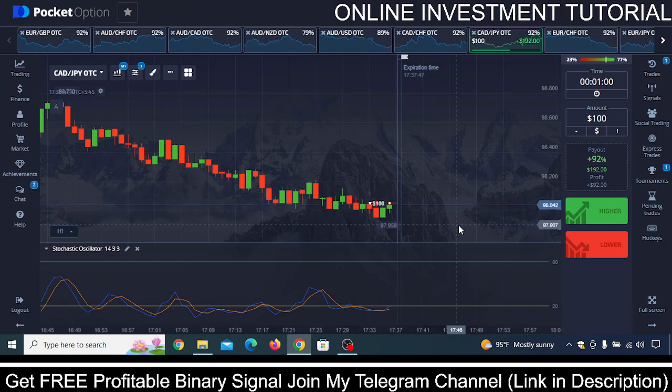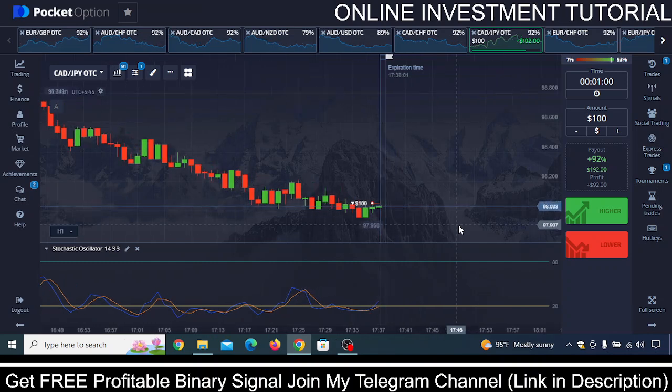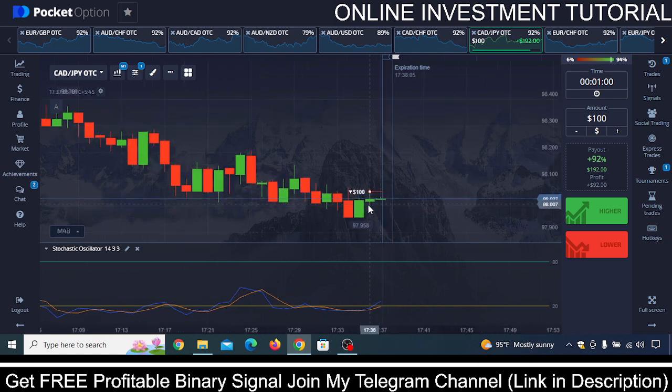Okay, let's wait for some time. See how beautifully it is trying to come back, right? If you practice this strategy properly in your demo account, and then you make a trade here, you can see we could also have gone wrong if we had made a trade here, right? But we got our good entry point here.